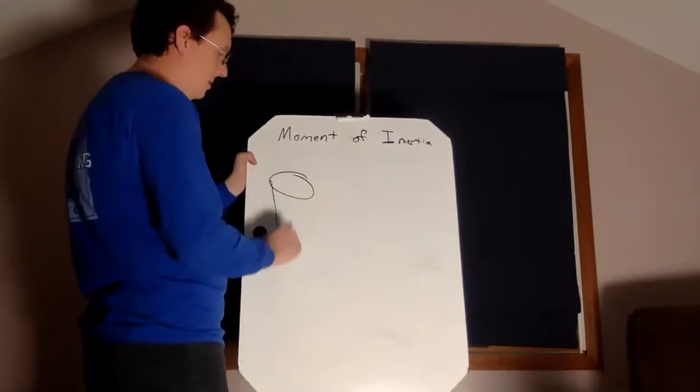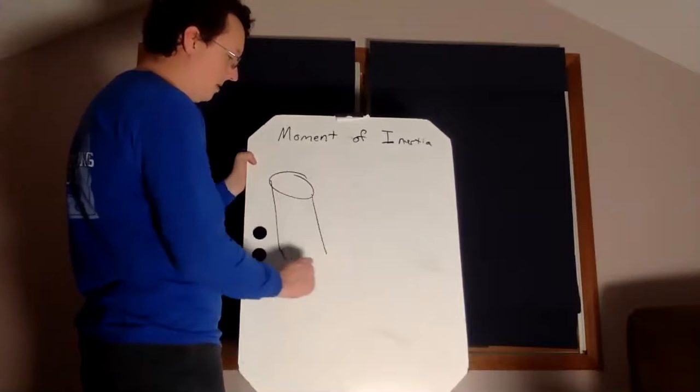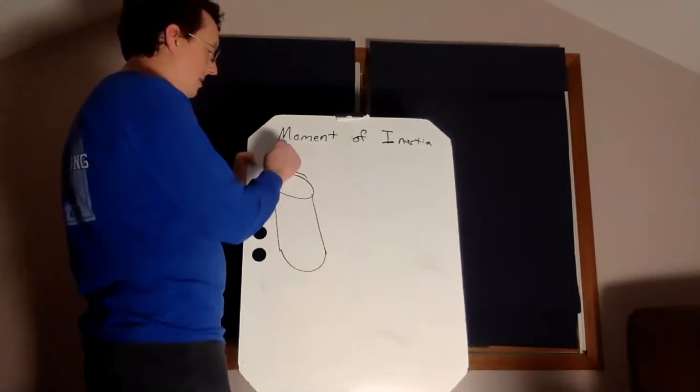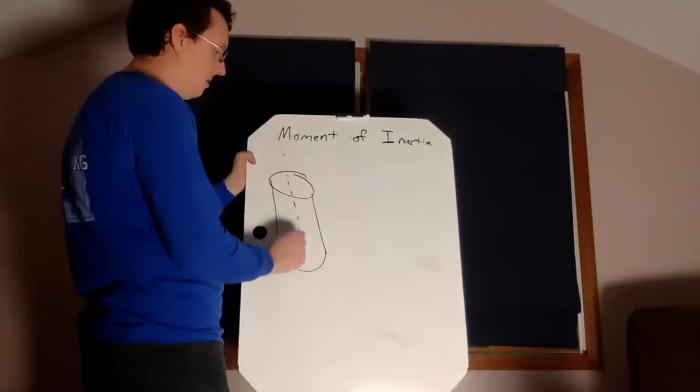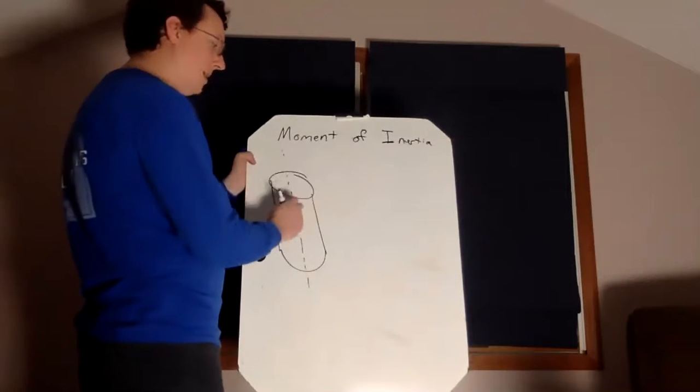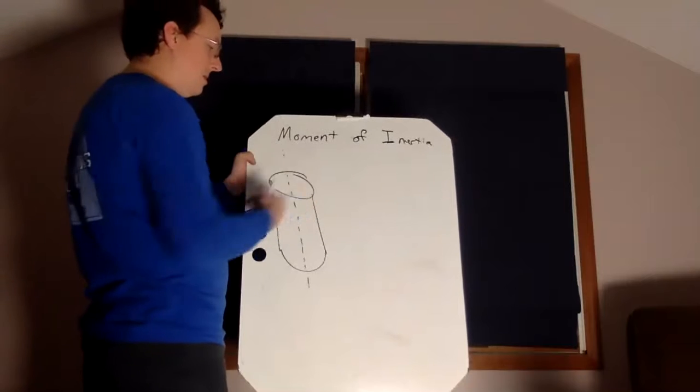So let's just say I've got a cylinder. It doesn't have to be symmetric though. And this object is rotating in some way about an axis. I'm going to put the axis right down the center, but it could be any axis. It could be over there. It could be on Jupiter. If this thing is somehow going around some axis.